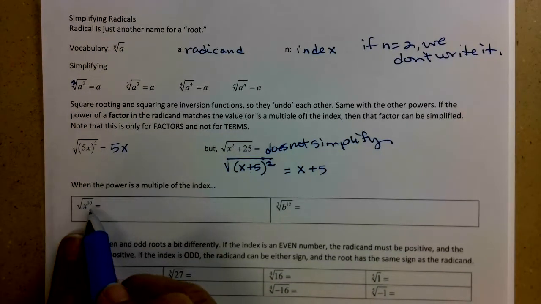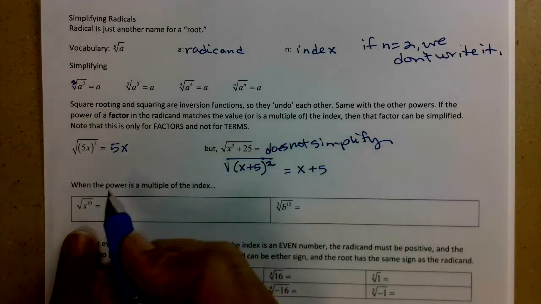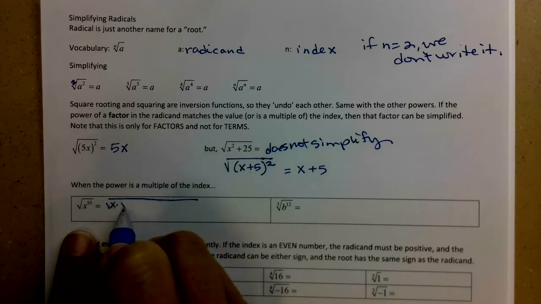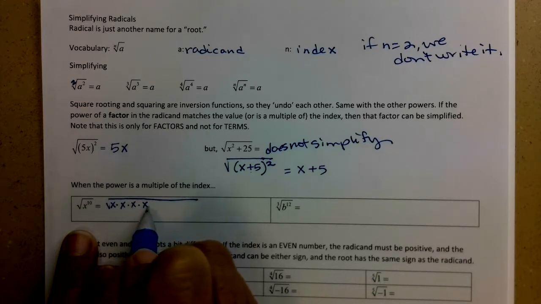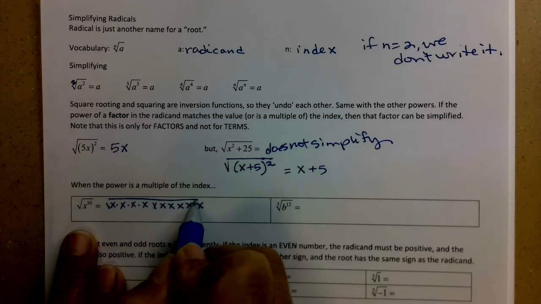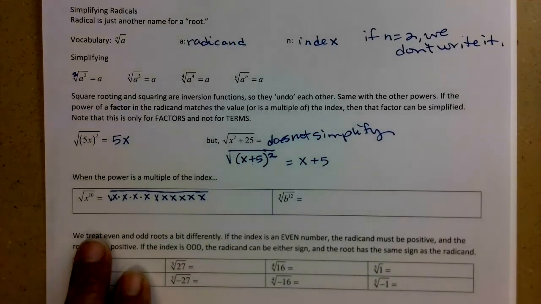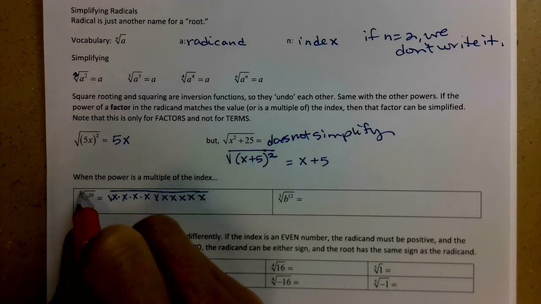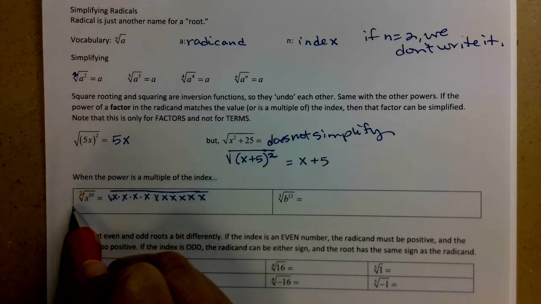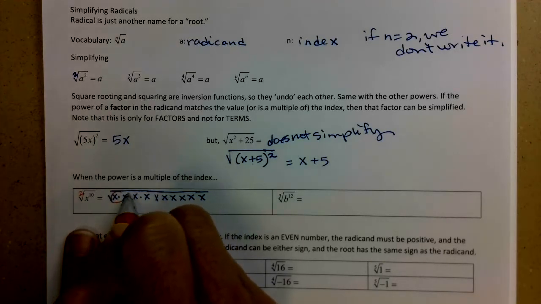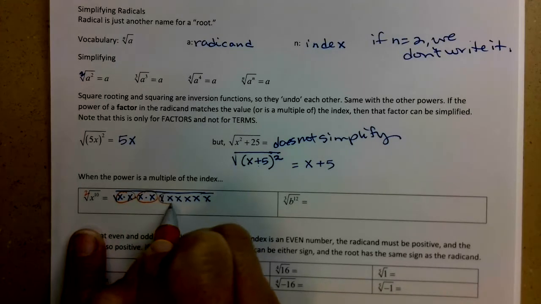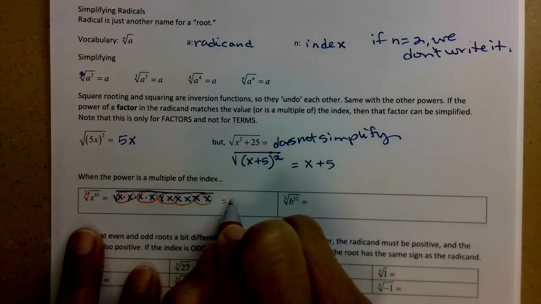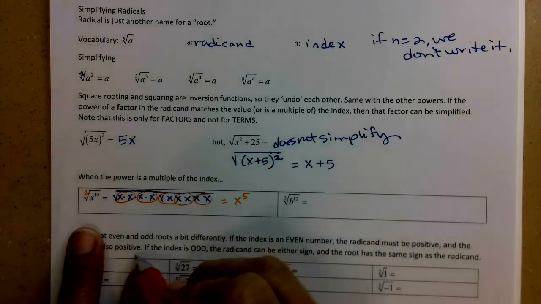Okay, now let's talk about when the power is a multiple of the index. In this case, I have the square root of x to the 10th. What I need is groups of 2. If I think about that x to the 10th, that's x times itself 10 times: 1, 2, 3, 4, 5, 6, 7, 8, 9, 10. We're just going to show you what it looks like, and then we don't have to do it quite this long again. It needs to be a factor. My index is 2, so I need 2 of the same factor to come out of the radical. Here's a pair, and here's a pair, and here's a pair. I'm just circling the pairs. How many pairs do I have? 5. So that means that is x to the 5th outside of the radical.